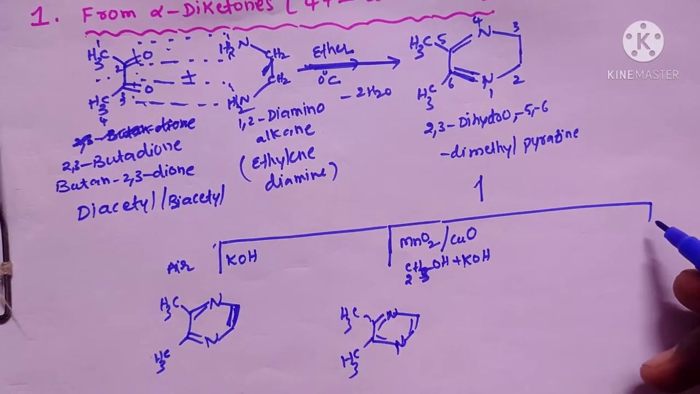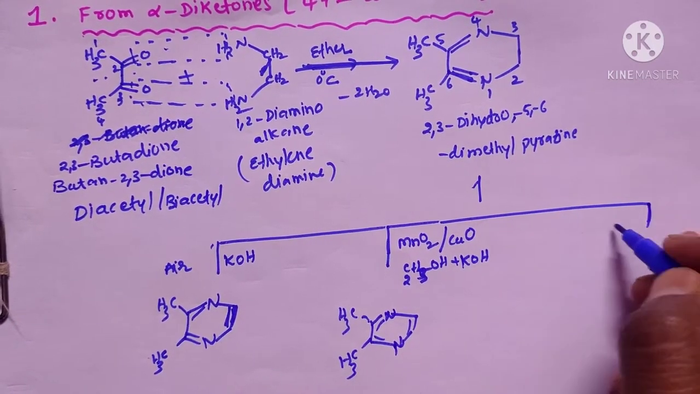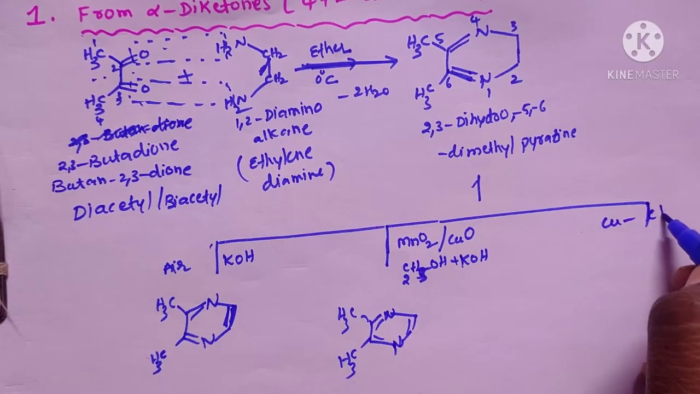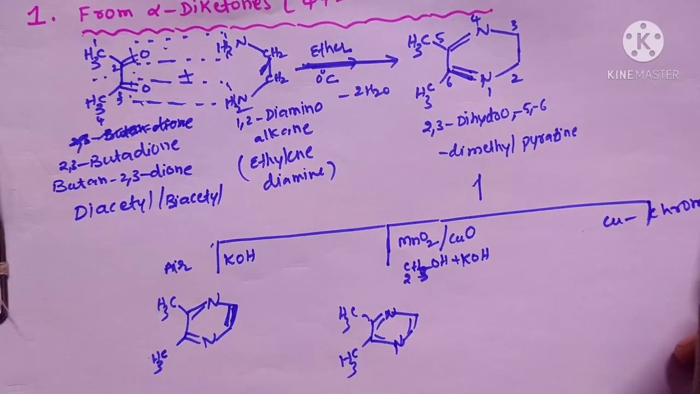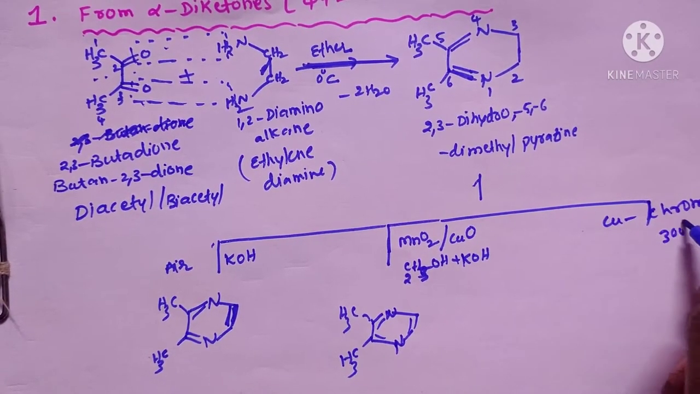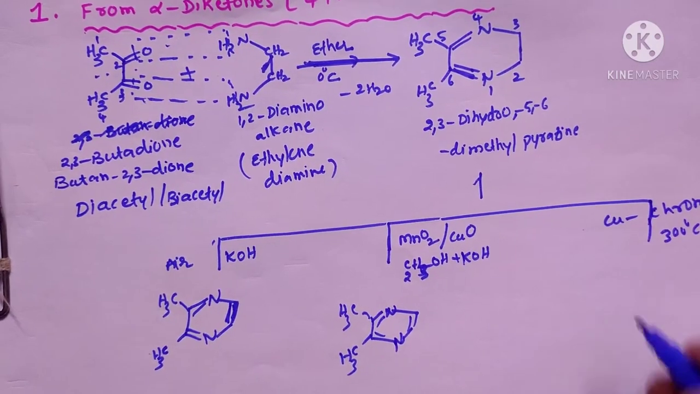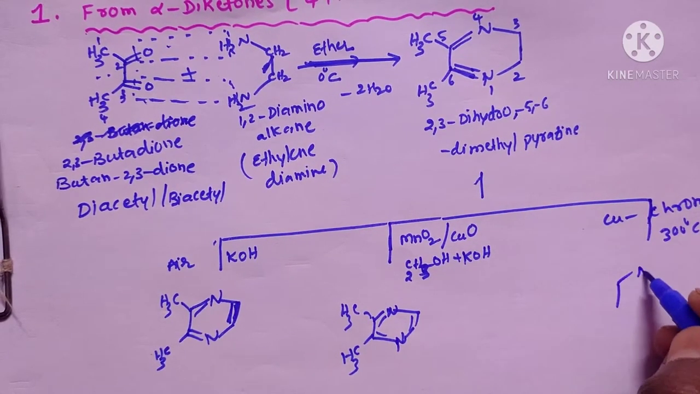Otherwise, we can use the copper chromide mixture. Copper chromide, and we heat at 300 degrees centigrade. As a result, we get the same compound.